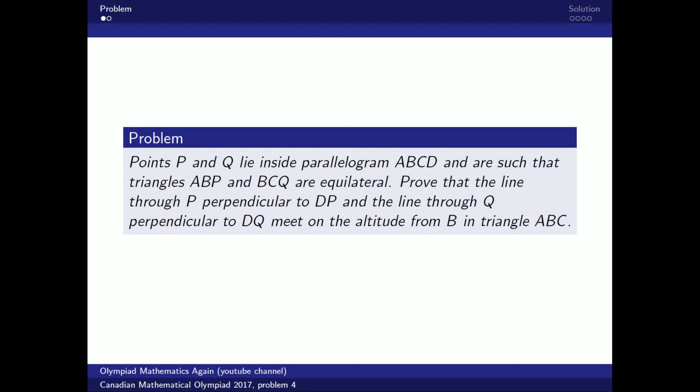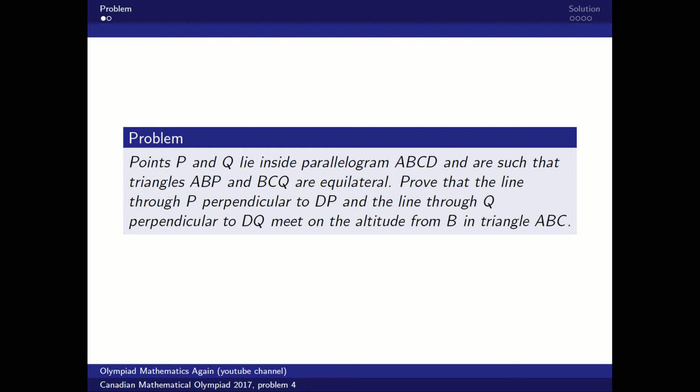Points P and Q lie inside parallelogram ABCD and are such that triangles ABP and BCQ are equilateral. Prove that the line through P perpendicular to DP and the line through Q perpendicular to DQ meet on the altitude from B in triangle ABC.